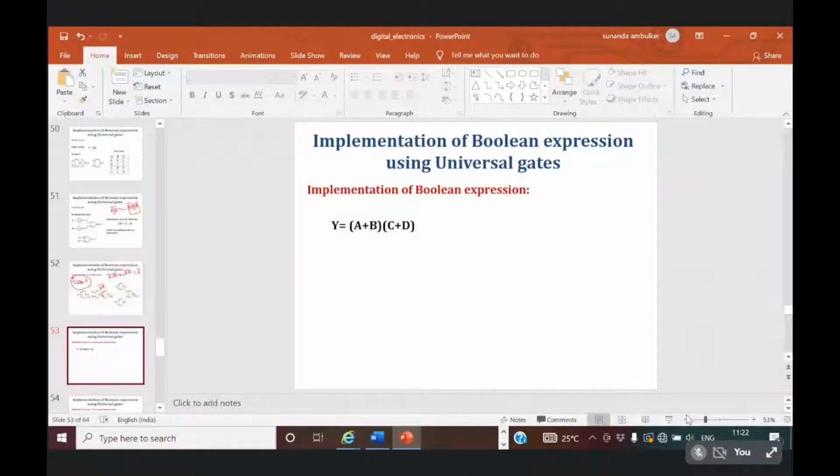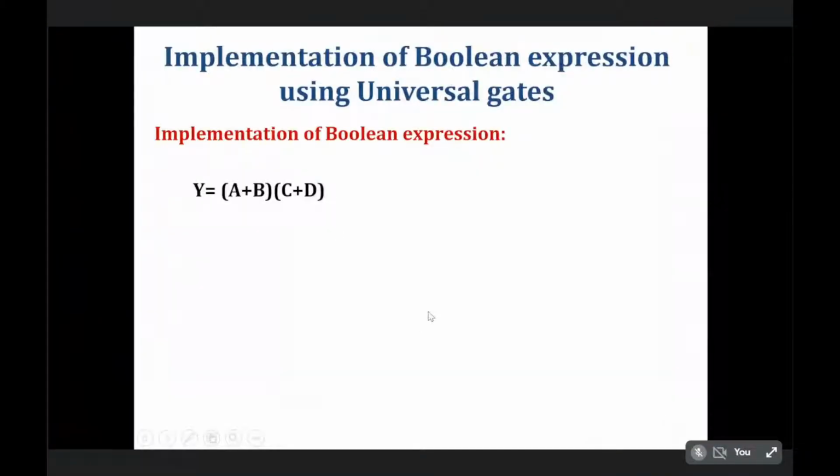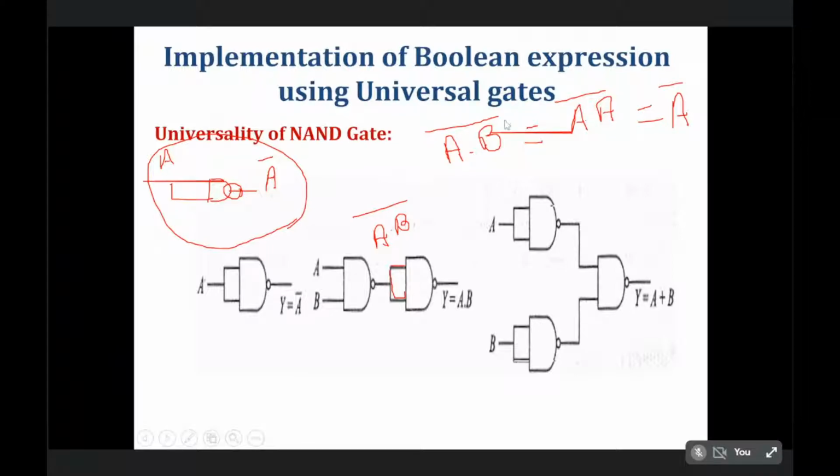So this is the AND gate. Okay, this is the AND operation. Next is the OR operation. How we can implement the OR operation.